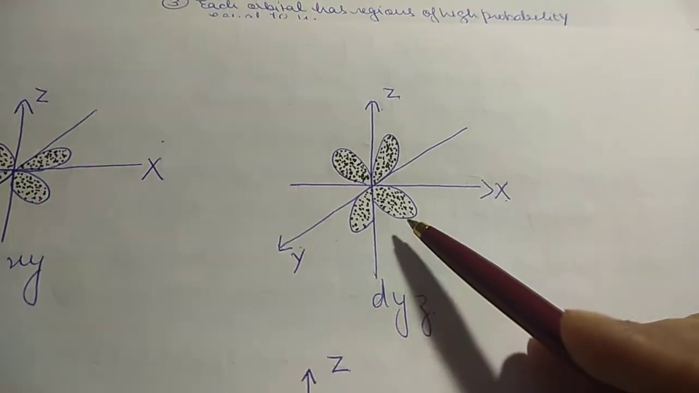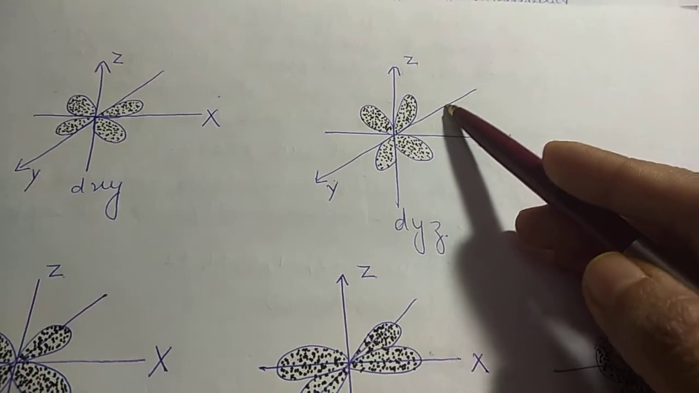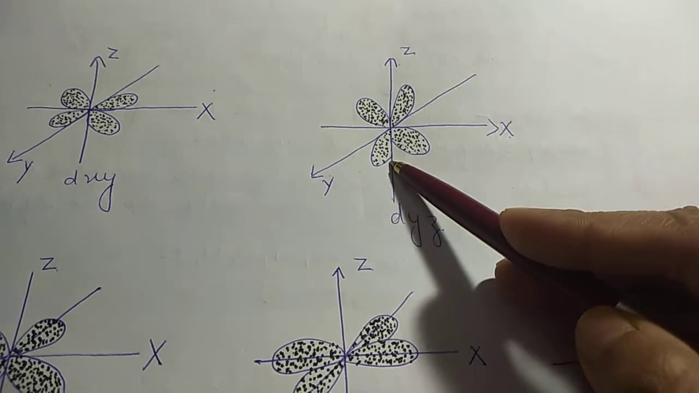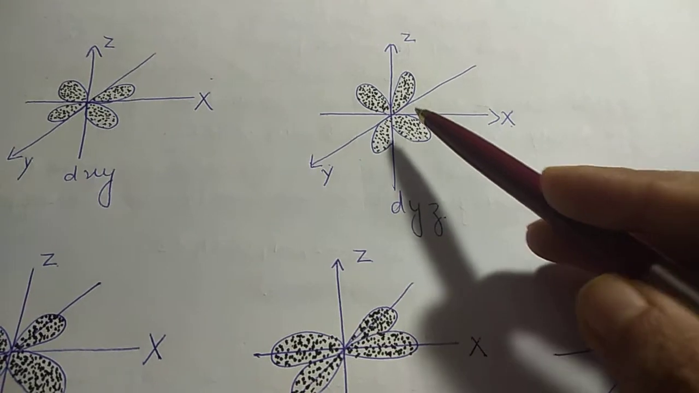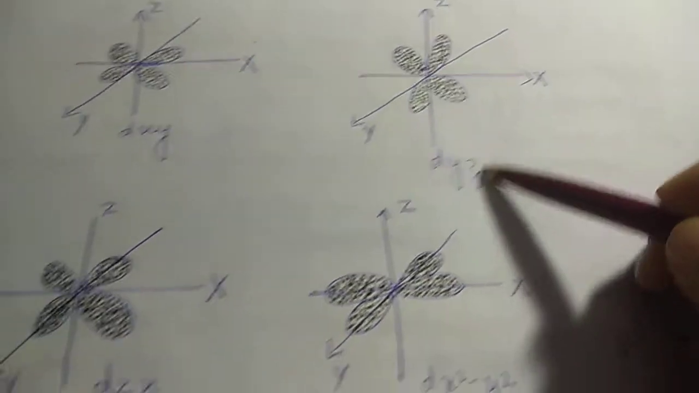Then we have yz. Then these lobes will lie in between y and z. See, this is the y axis, this is z. One lobe is here. Another lobe is also in yz, but we cannot show it that way, so that is why it is drawn like this. This is in the yz axis.